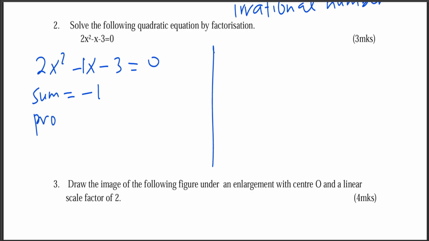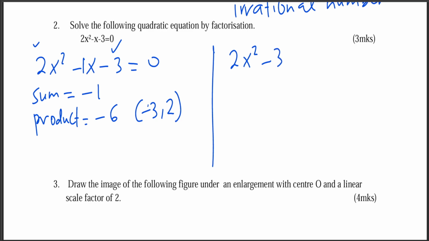Our product is 2 times -3, which is -6. The two numbers that add to give -1 and multiply to give -6 are -3 and 2. So the -x is split into -3x and 2x, and don't forget the -3, which is equal to 0.